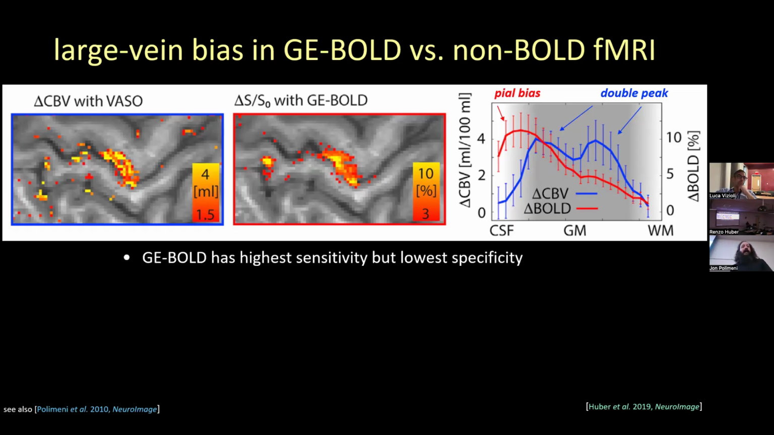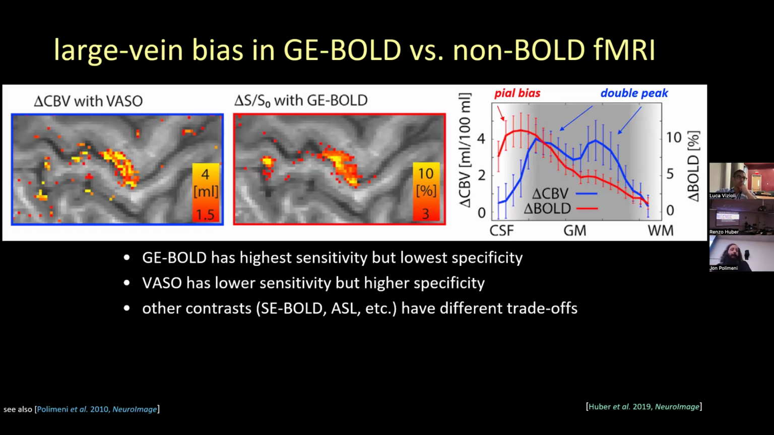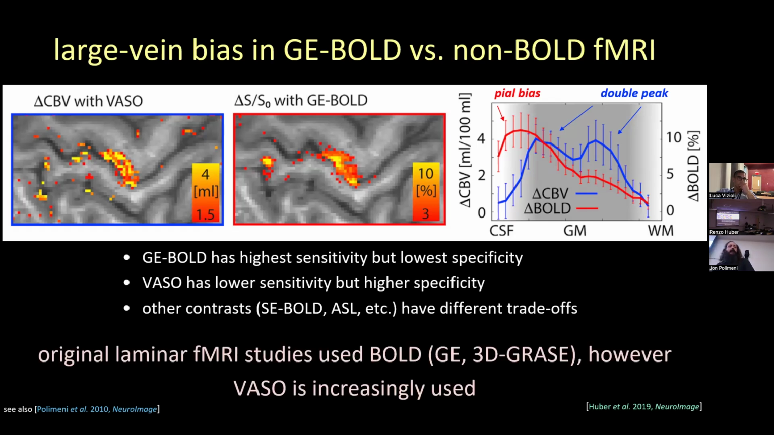And so what this means is that, while gradient echo BOLD is nice, it's easy to use, it has really high sensitivity, but really low specificity. VASO, however, has lower sensitivity, so you need to average a lot more data, but higher specificity. And there are other contrasts, which I mentioned, that have different trade-offs. It's interesting, the original layer fMRI studies actually used BOLD. I think most of these studies, David had mentioned to us, used 3D GRASE. However, VASO is increasingly used for layer fMRI.